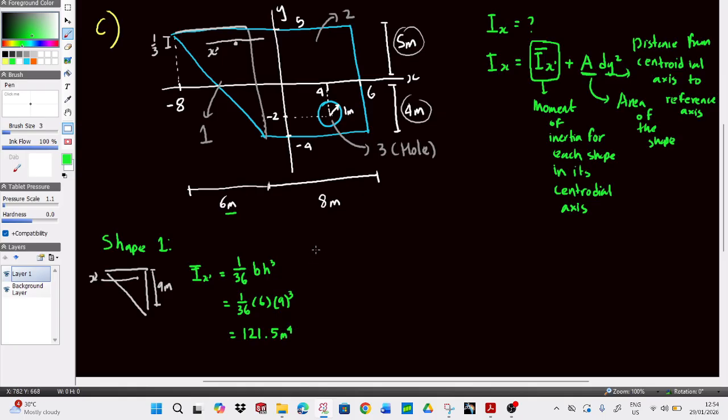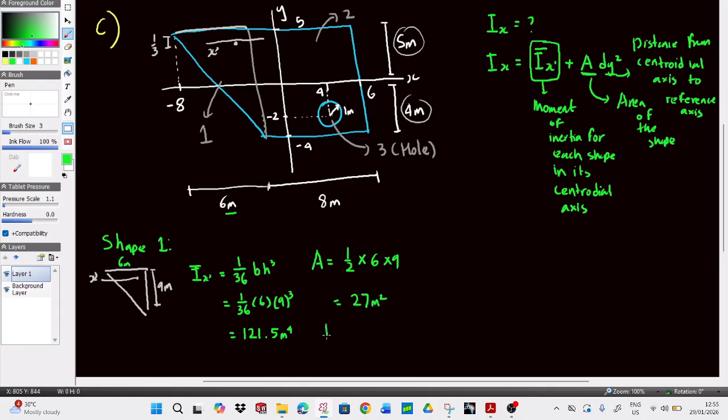Then the area of the triangle itself is simply 1/2 times the base, which is 6 meters, I forgot to mention it here, times 9. So 1/2 times 6 times 9 becomes 27 meters squared.